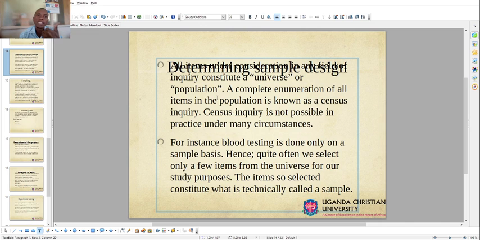At times you may find, assuming they are over 1,500, they're over 1,000. You can't get information from all of them. You could, but at times you can be constrained financially and time-wise. So what you do is you pick part of that population, representing the whole, and that's what we call a sample.